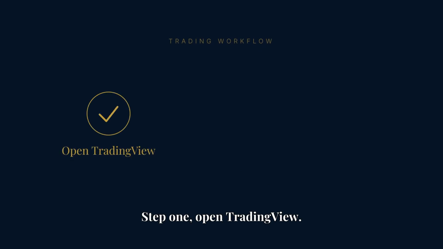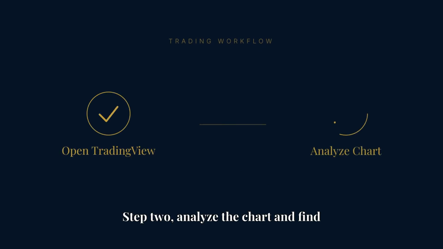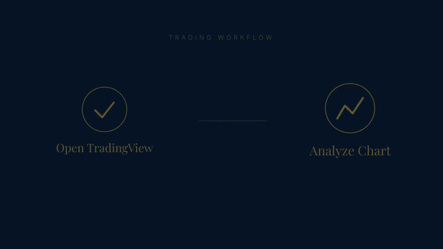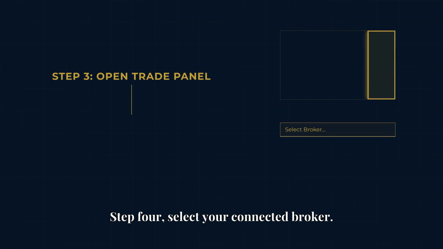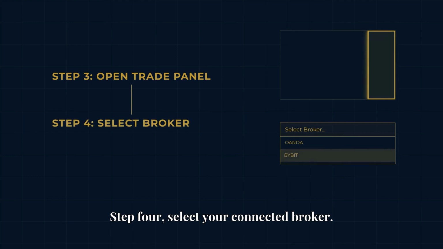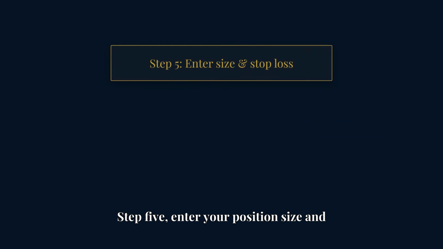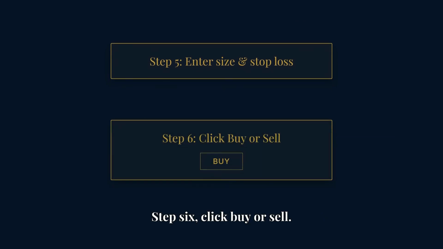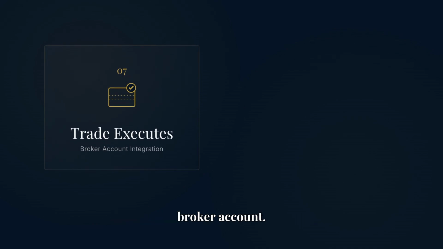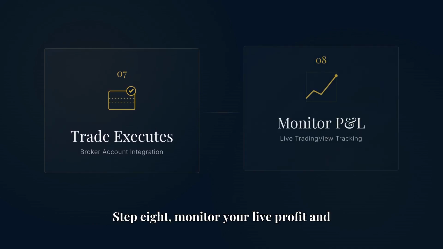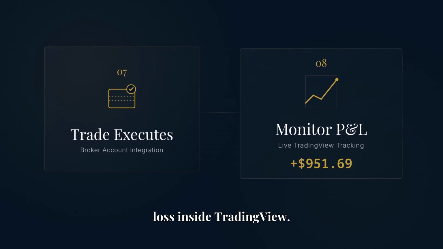Here is the workflow. Step 1, open TradingView. Step 2, analyze the chart and find a trade setup. Step 3, open the trade panel on the right side of the screen. Step 4, select your connected broker. Step 5, enter your position size and stop loss. Step 6, click buy or sell. Step 7, your trade executes on your broker account. Step 8, monitor your live profit and loss inside TradingView.